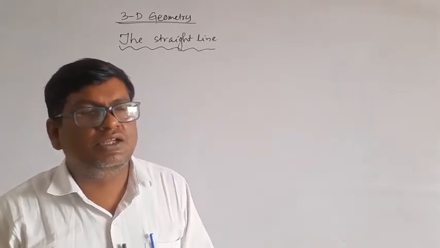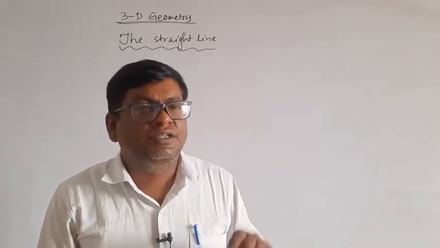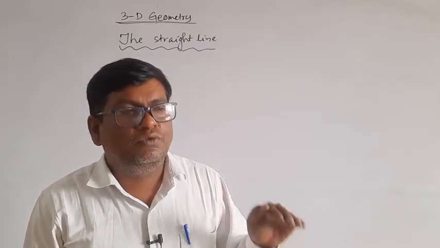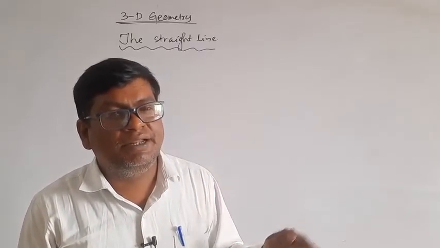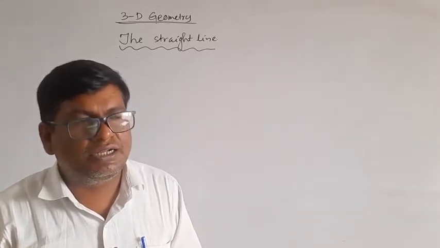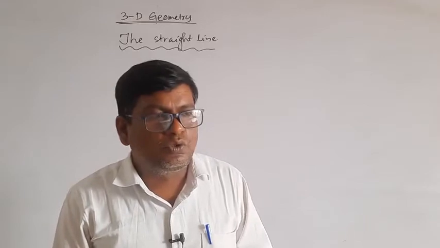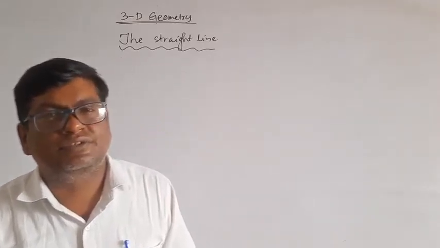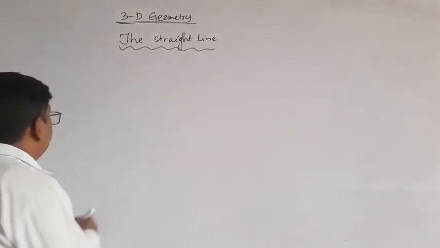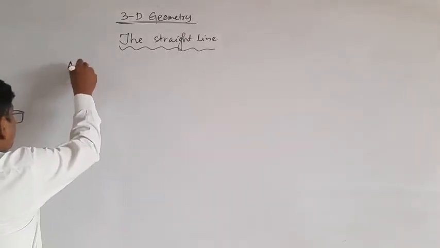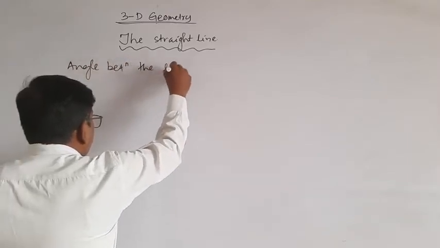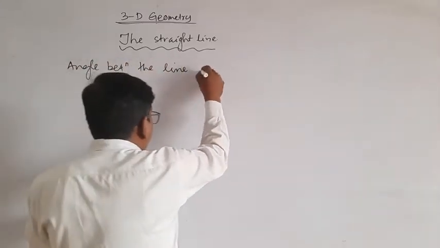Today we are going to discuss angle between the line and plane, and what is the condition for the line to be perpendicular to the plane, the line to be parallel to the plane, and what is the condition that two lines are coplanar. Let's discuss one by one. Angle between the line and the plane.